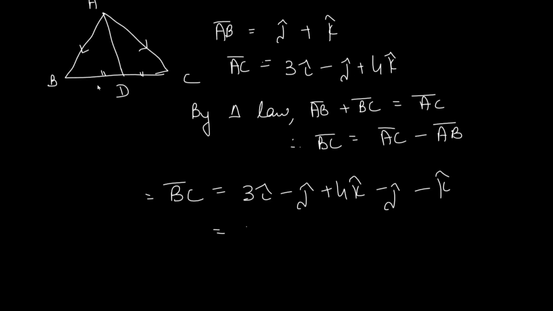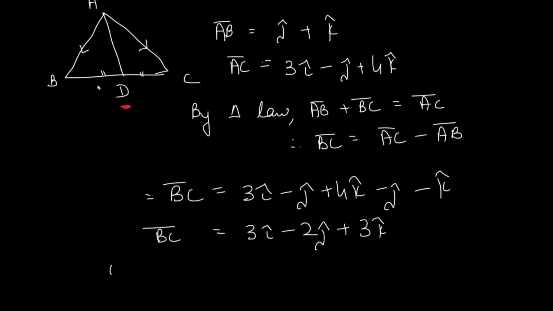And therefore, we are going to get 3I minus 2J plus 3K. This becomes our BC. Now, if you can see over here, D is the midpoint of BC. So we have vector BD as half of BC. Since we are doing an MCQ, we can just write it directly over here.